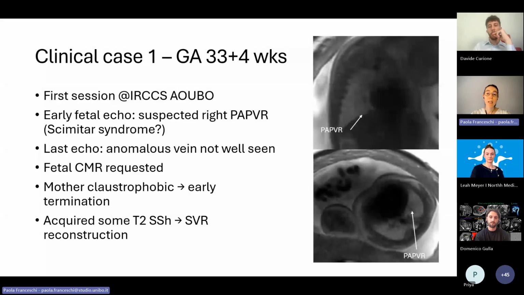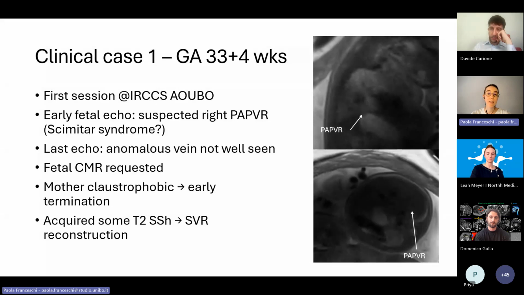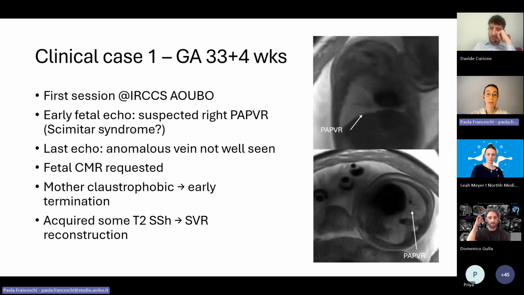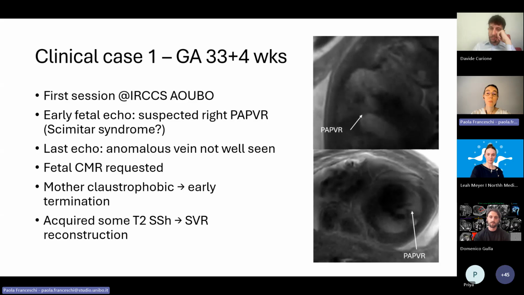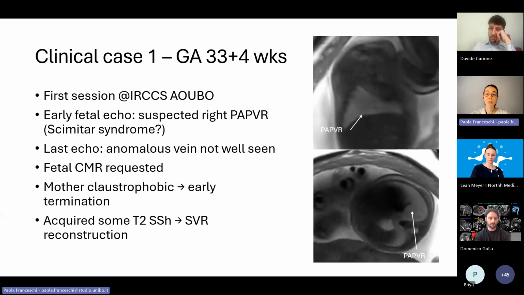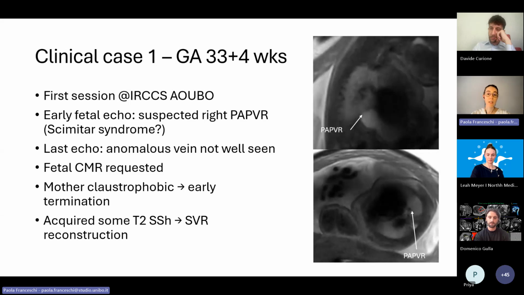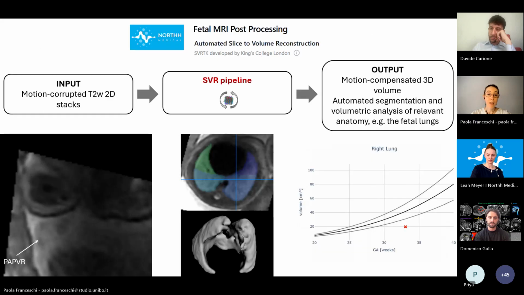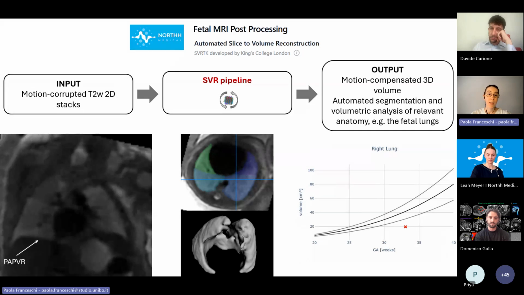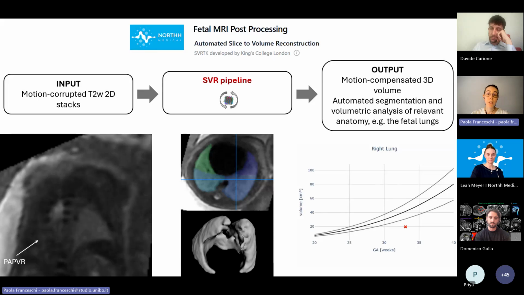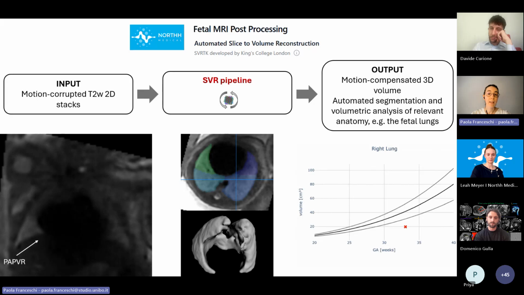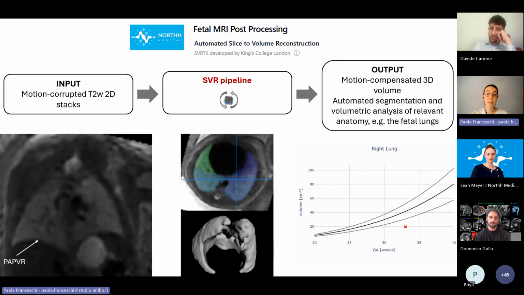Despite the limited acquisition, we were still able to obtain a few T2-weighted stacks that were sufficient to be processed using the NiftyMIC slice-to-volume reconstruction tool. On the right, you can see the original motion-affected T2-weighted images. Even in these images, if you look carefully, there is already a suspicion of PAPVR pointed out by the arrows. However, our diagnostic confidence increased significantly after performing the SVR. Starting from motion-corrupted 2D images, the software generates a motion-corrected 3D volume that can be explored in any plane and that you can see at the bottom left of the slide.